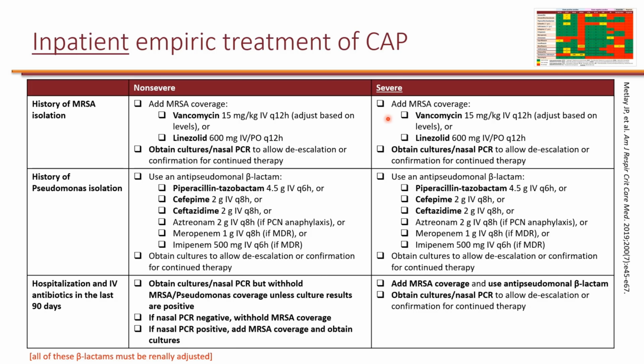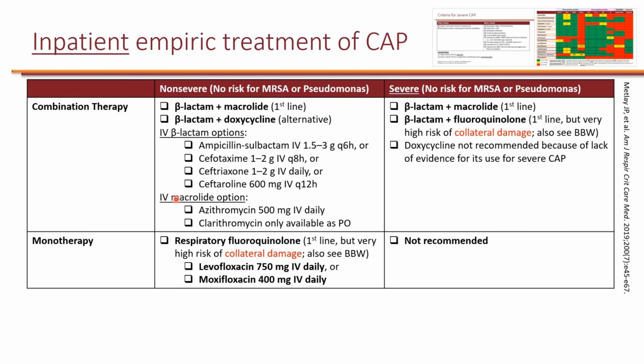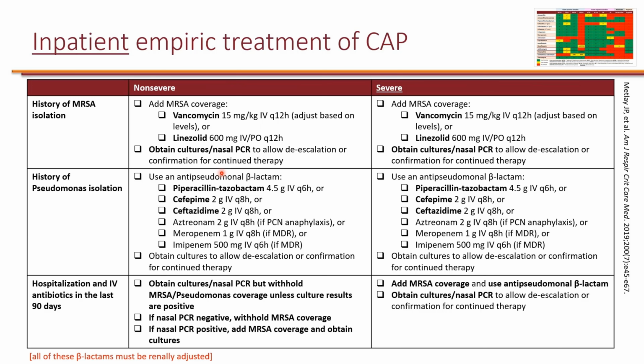So that's the same thing for either severe or non-severe. Now, when it comes to history of Pseudomonas isolation, depending on what you selected for your treatment of pneumonia, all you have to do is to make sure that you use a beta-lactam as part of your original regimen that covers Pseudomonas. So, for example, if you had chosen ceftriaxone and your patient has a history of Pseudomonas isolation, instead of ceftriaxone, you would use a beta-lactam that has anti-Pseudomonal coverage. So either piptazo, cefepime, ceftazidime.